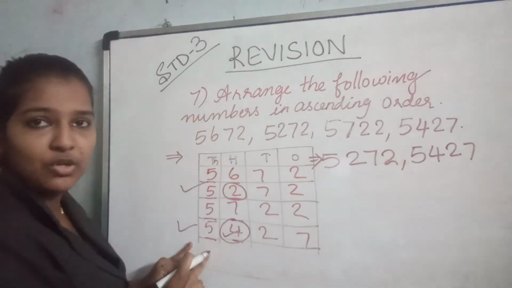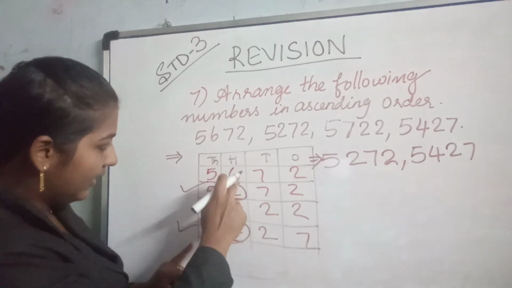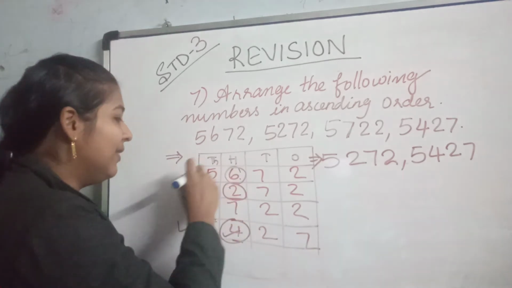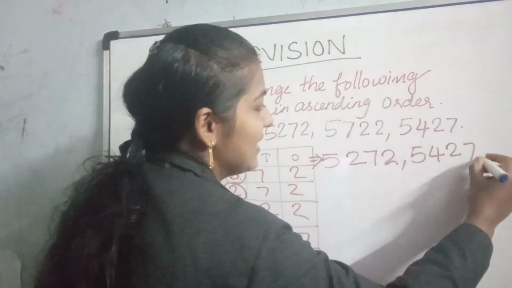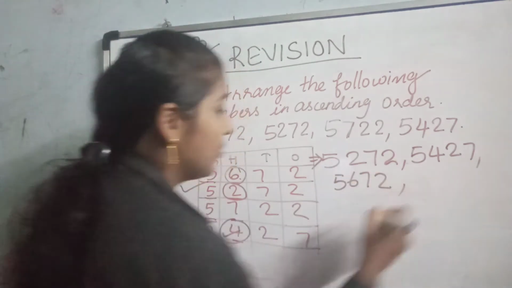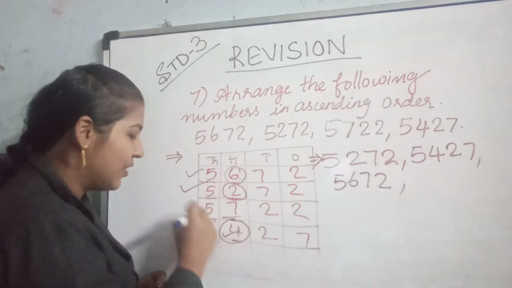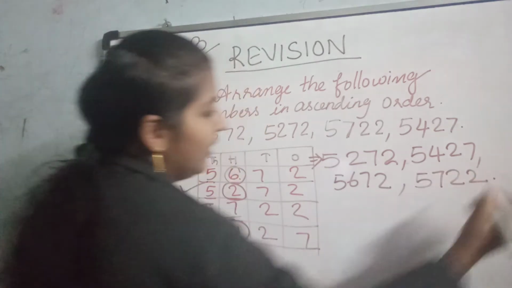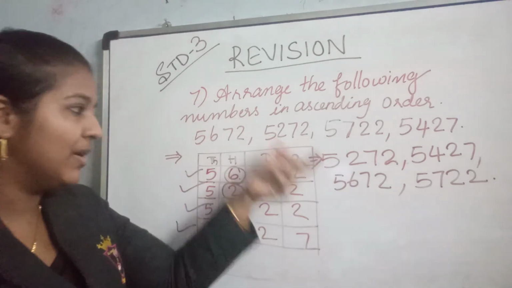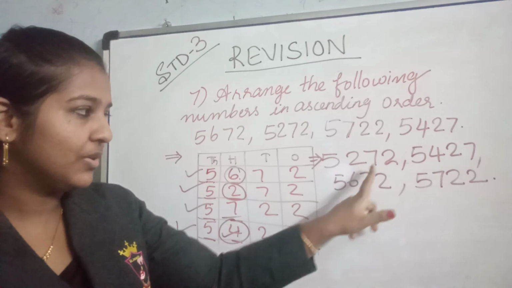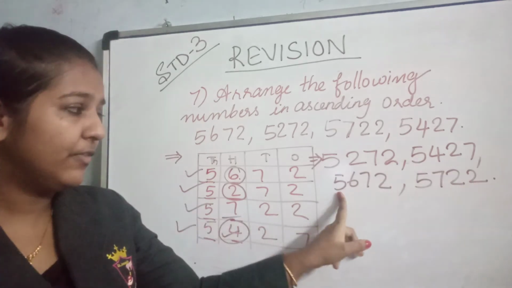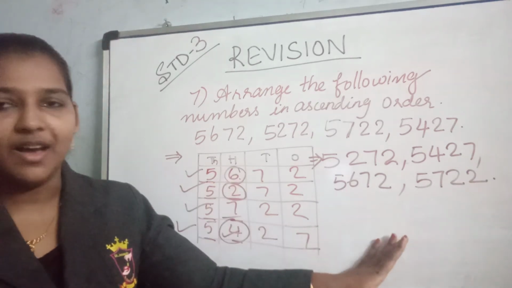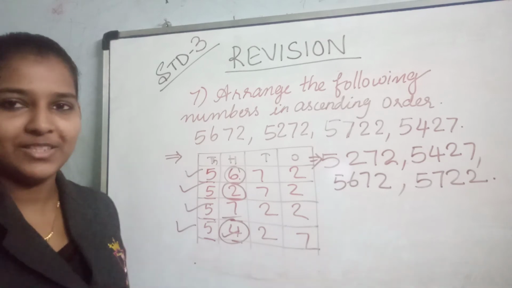Now after 5427, the remaining numbers have 6 and 7. Among these which is smaller? Yes, 6 is smaller. So 5672 is the next number. Then what is left? Only one number is left, isn't it? So this will be the last number, that is 5722. Look children, now we have arranged the given numbers in ascending order. Got it? 5272, 5427, then 5672, 5722. Okay, so we got the numbers from smallest to largest here. Clear? Okay, so let's move to the next question.